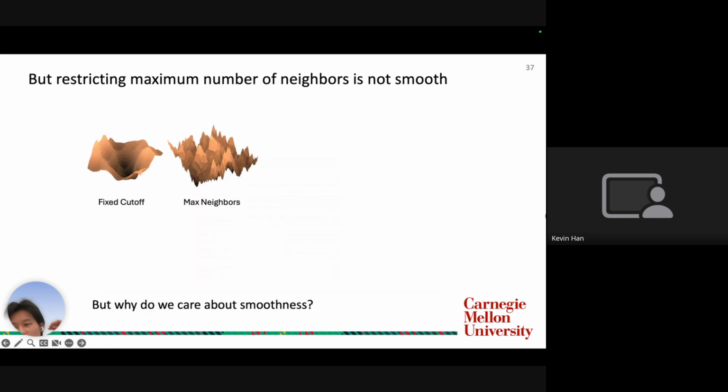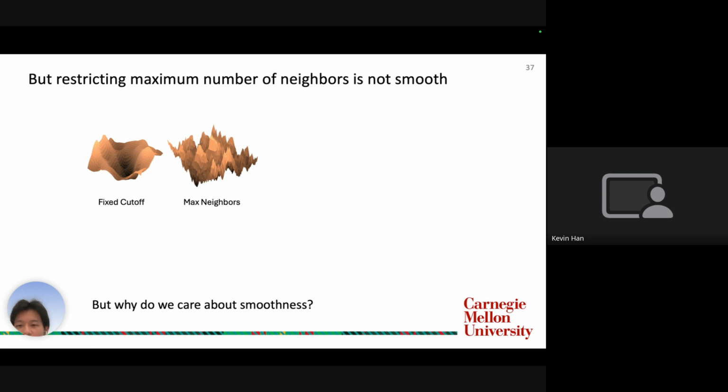But the issue is, if we restrict the maximum number of neighbors, we end up with an unsmooth energy surface. Here we have the fixed cutoff energy surface, and here we have the exact same setup with the exact same model, except instead of a fixed cutoff, we implement a max neighbors cutoff where the polynomial envelope is set to scale to 0 at the 20th neighbor. We have a very discontinuous energy surface, right?